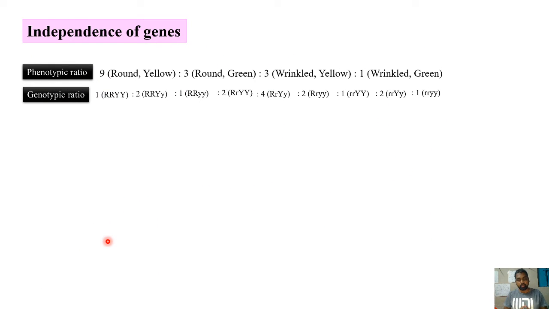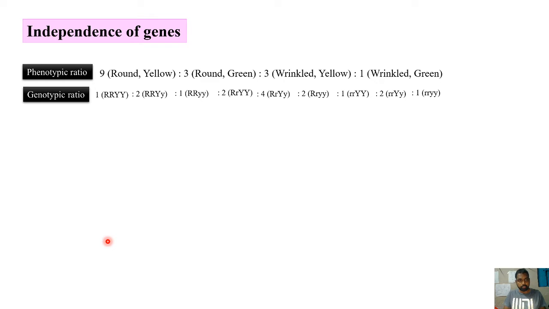Hello everyone. In this fourth lecture on principles of inheritance, we are going to discuss gene interactions. Here we are going to discuss two different types of gene interactions. In the first one, we'll see the interaction within a gene between the two different alleles, whereas in the other case, we'll see the interaction among different genes present in different loci.